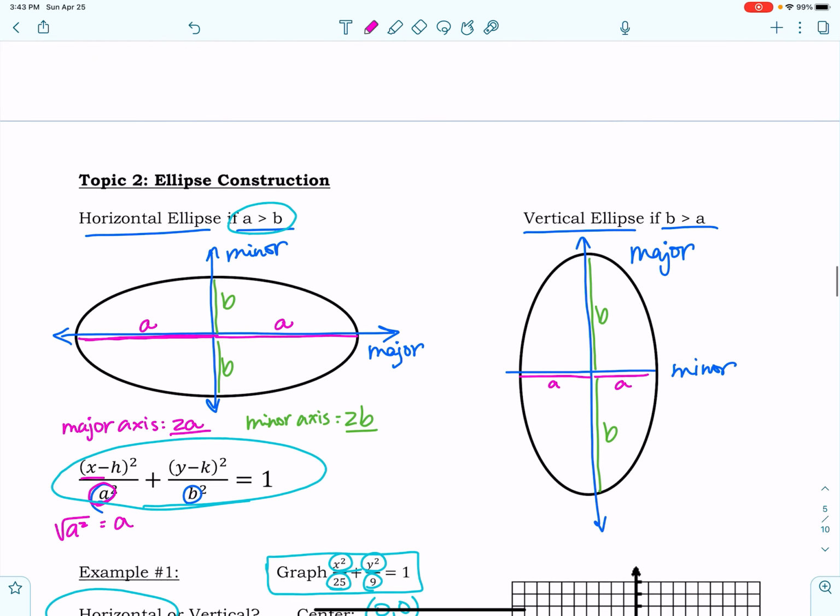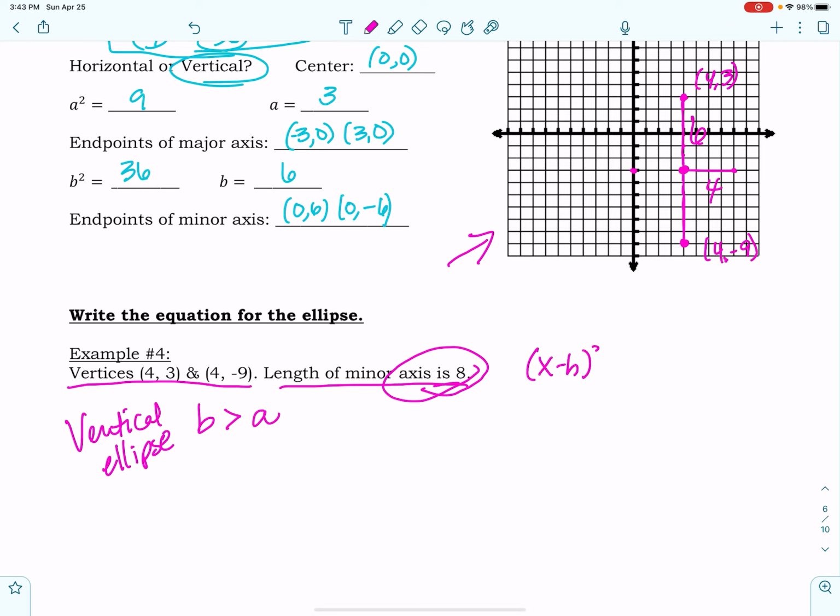All right, keep in mind that if we want to write the equation, the standard form of the equation looks like this. So we're going to need the center. Well, I already found it. It's right here because I had to count down halfway through the major axis. So this ordered pair is actually going to be 4, -3. So I am going to replace h with 4 and k with -3.